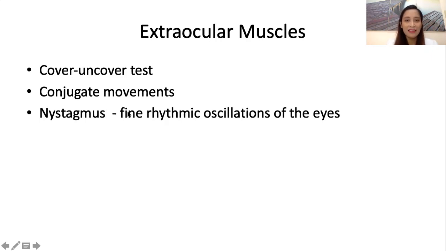And when you test the extraocular muscles, of course, we perform the conjugate movements of the eye, and you also test for nystagmus. So how do we test for nystagmus? Usually we ask the patient to look at the finger and then look towards the rightmost, and then you observe the eye movement. Look closely at the eye if there are any fine rhythmic oscillations of the eyes. Usually the eyes will move like that. That's your nystagmus. And then you also test the other side, and look closely again for fine oscillations in the eyeballs.